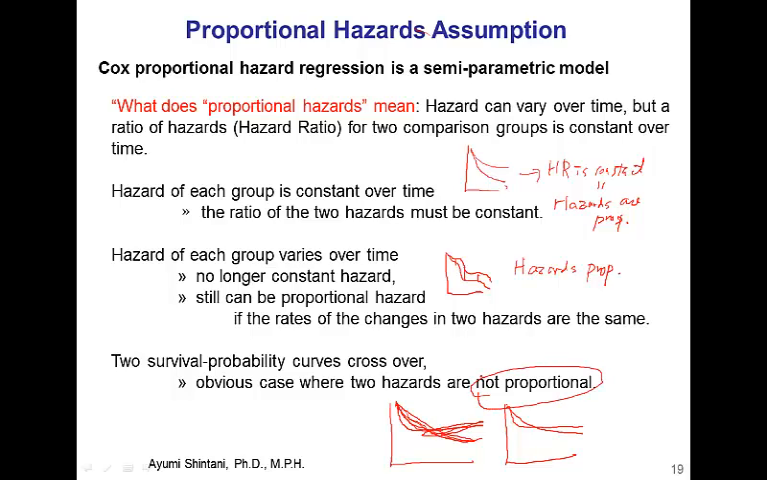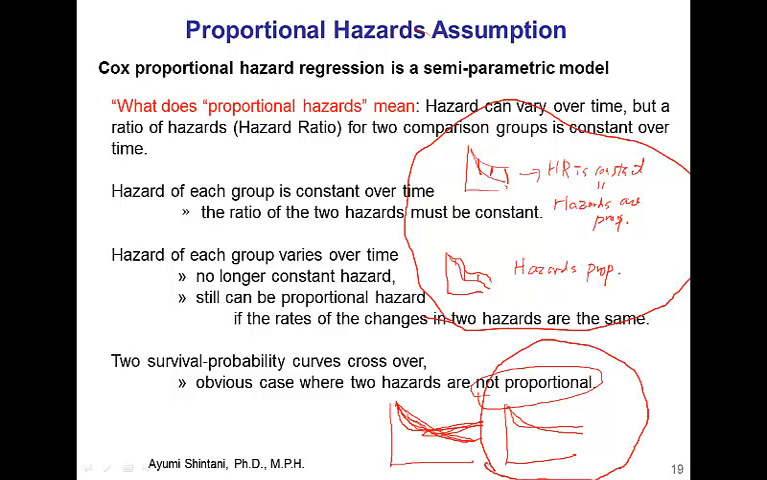Okay, the Cox regression requires this. Hazards have to be proportional, which means if you compute the hazard ratio at any point in time, the hazard ratio should be constant, right? And the assumption gets violated when you have a situation like this.